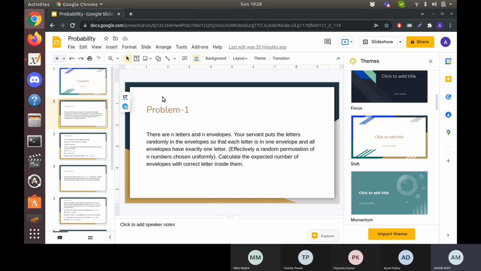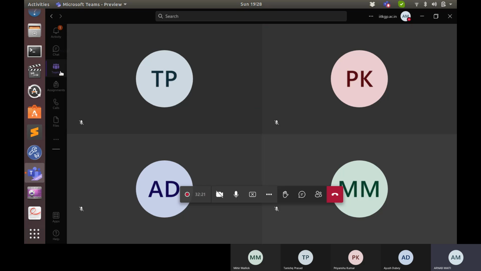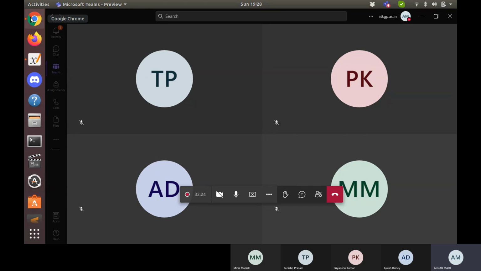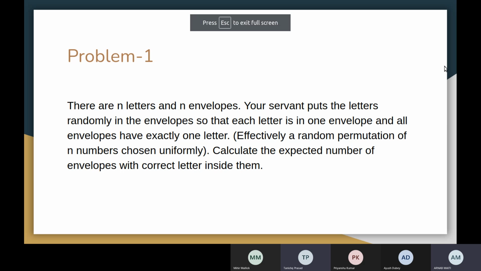Yeah, so could anyone come up with any idea? Anyone any idea, or should I proceed with the solution? I just thought of the basic solution, like selecting one envelope and then deranging n minus one, selecting two envelopes and deranging n minus two, and then dividing by n factorial. That's where I told you, right? Use expectation linearity carefully, because you can do all those things, but it will be very complicated. But we can simply break it quite easily.